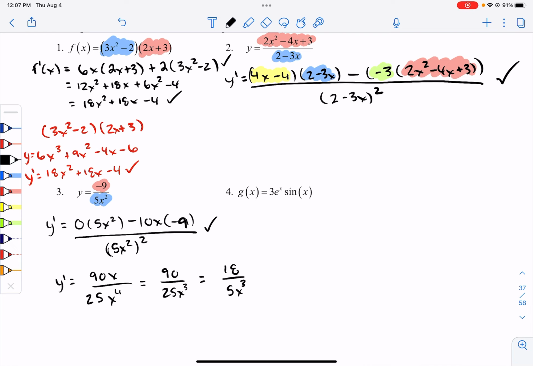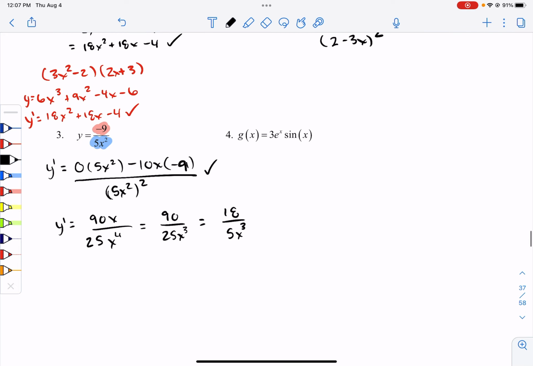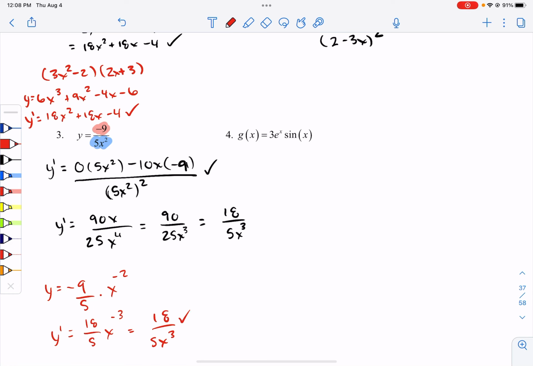Okay. If you were to do this using the old method, and maybe I'll do this, and again, I don't like doing this on this homework, but before you would have had to do this: negative 9 over 5 times x to the negative 2. So y prime would be, negative 2 would multiply, that would be 18 over 5 x to the negative 3, which becomes 18 over 5x cubed. Same answer, right? This is one of those that the first way that you learn to do it is probably faster. On this homework, I still want you to try using the quotient rule, okay?